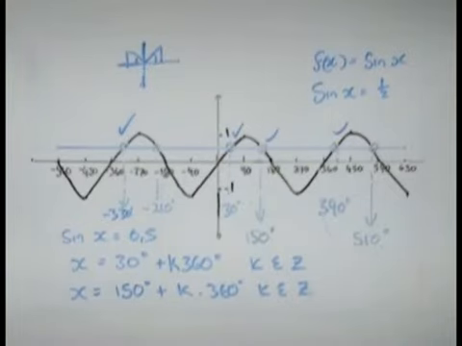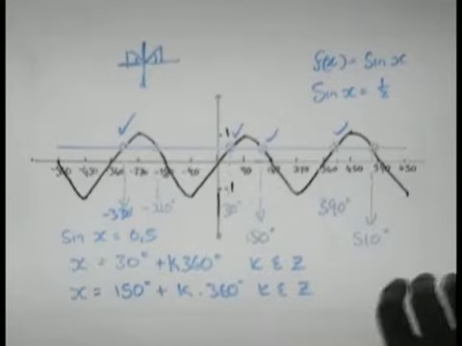So when sine of x is equal to positive 0.5, x could either equal 30 degrees plus k times 360 or 150 degrees plus k times 360. And that's because the sine graph repeats itself, or rather the sine function repeats itself every 360 degrees. The general solutions for sine and cos are both plus k times 360.